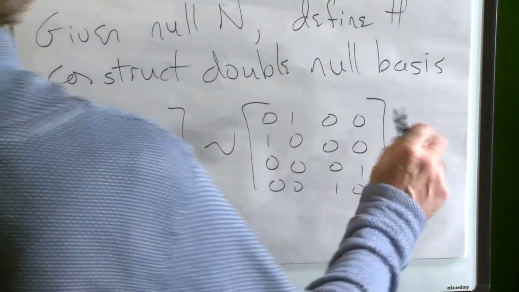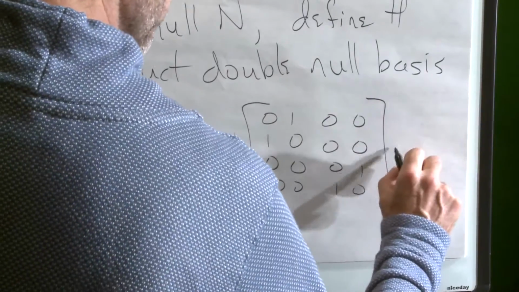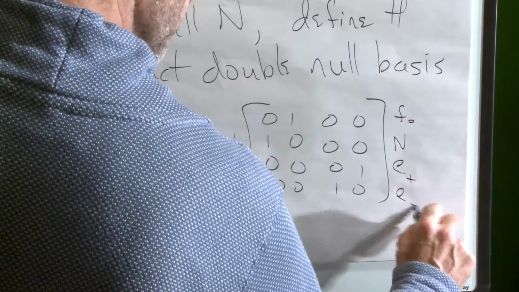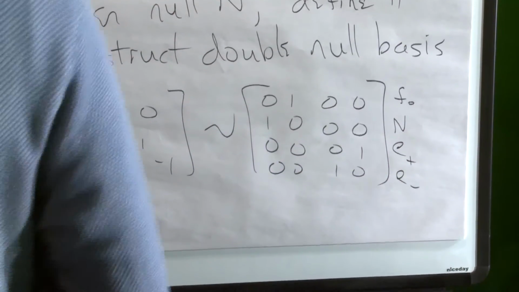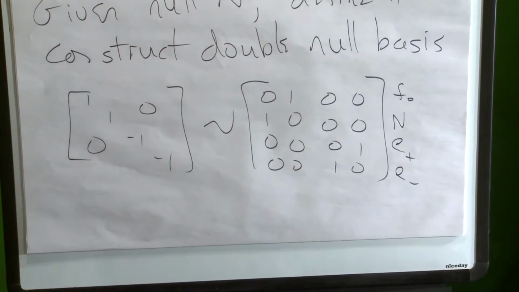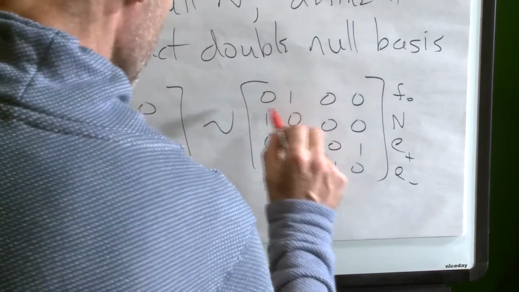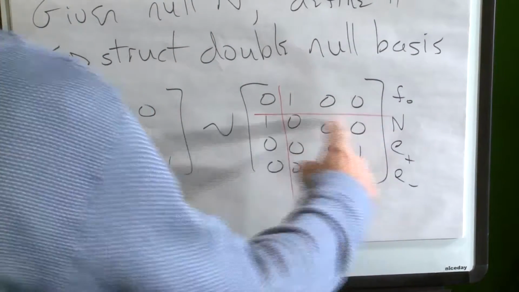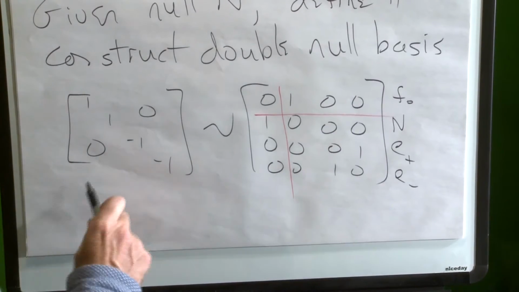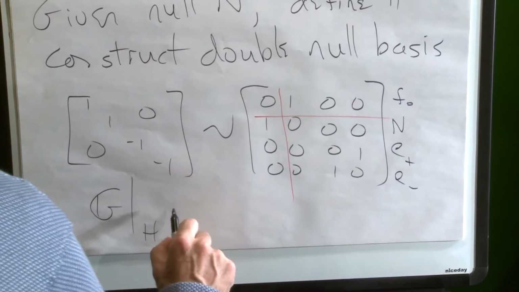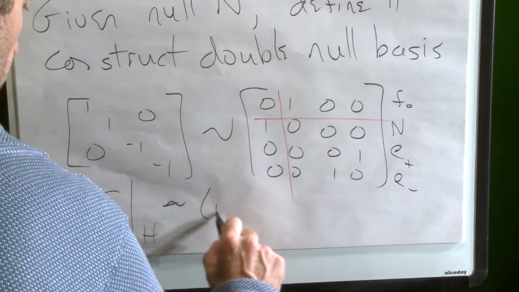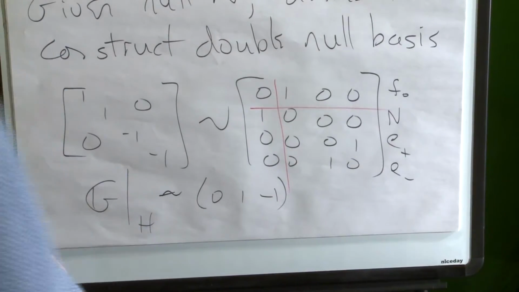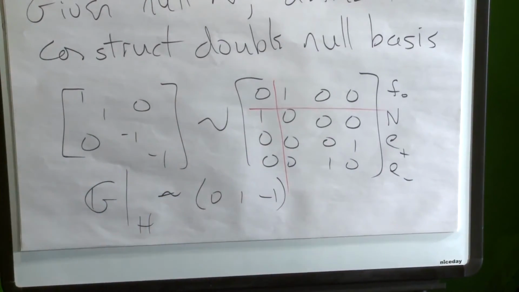So if we have that there, suppose that's your null vector n, and suppose we call this f0, and we call that e plus and e minus. If we look at the space of vectors that are orthogonal to n, we get this diagonal down here, with this corner down here. What we see is that the metric restricted to this hypersurface has signature 0, 1, minus 1. It's degenerate Lorentz. So null hypersurfaces have metrics that are degenerate Lorentz.